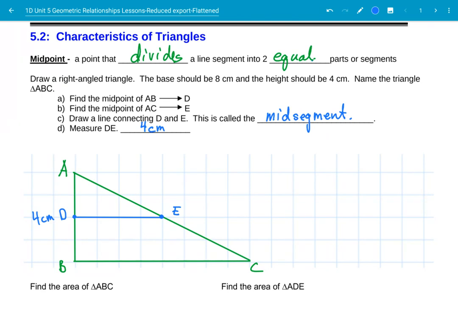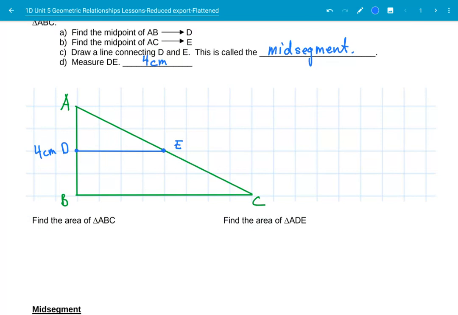Okay. Now, find the area of ABC. Okay, area of a triangle: base times height divided by 2. Well, it should be 8, it should be 4. That's what we're supposed to do. Divide by 2. That's 32 divided by 2. That's 16 centimeters squared. All right, go ahead and do the area of ADE.